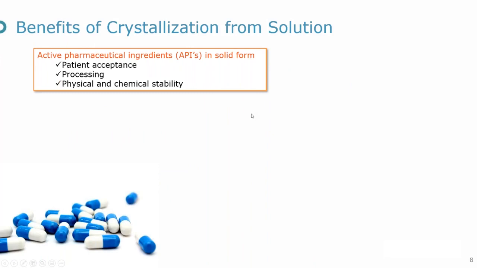So why would you need solids? Why is it interesting? APIs in solid form have a lot of benefits, including patient acceptance and processing. For instance, it's easier to process a solid than a liquid. And usually physical and chemical stability are also enhanced if you have it in solid form.